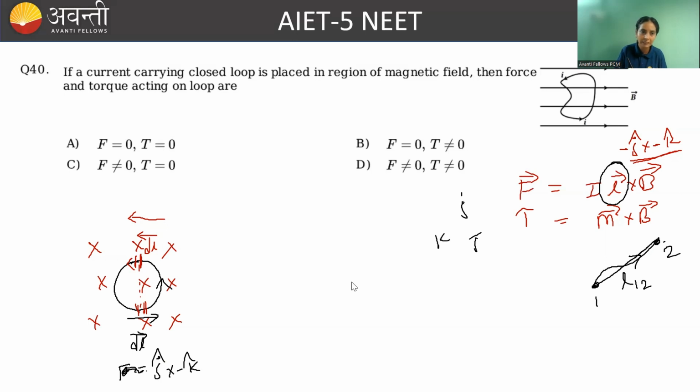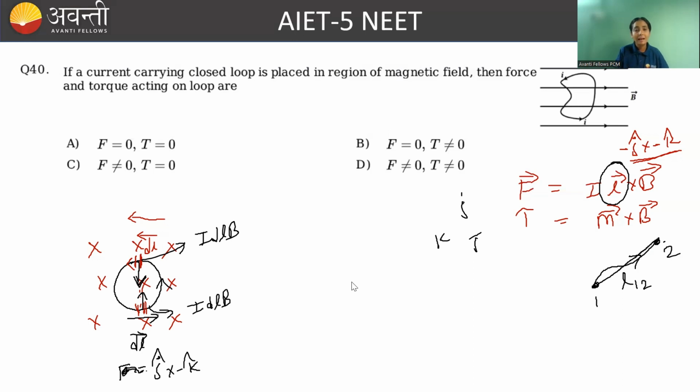So here the force acting will be along minus J, that is this. And here the force acting will be plus J, this. And since the magnetic field is uniform, here also the force acting will be IdLB, and here also the force will be IdLB, because B is the same throughout. So these two forces are equal and opposite in direction, they will cancel out.